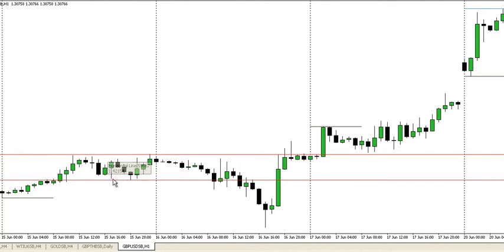Okay, so let's say that we put these lines down to mark our previous swing high and swing low, and then all we're going to do is look for price to break and close outside of that to define that a trend has started. Okay, and you can see here we closed below the previous swing low, so we've defined that the trend is currently short.